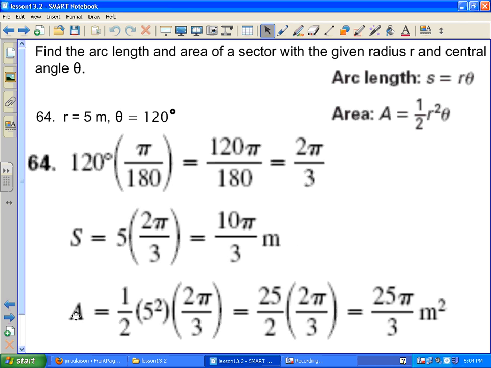For the area, once again, the formula is 1/2 r squared theta. r is 5, so r squared will be 25. So it'll be 1/2 times 25 times the theta, which is 2 pi over 3. So 1/2 times 25 times 2 pi over 3. And when I multiply and simplify, I get 25 pi over 3, and that'll be square meters because this is area.